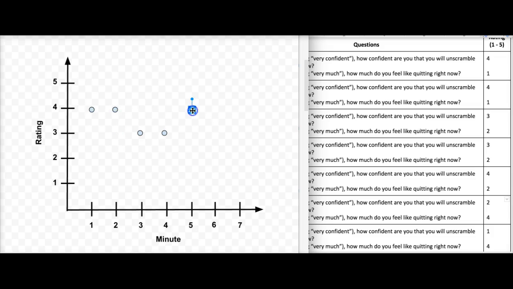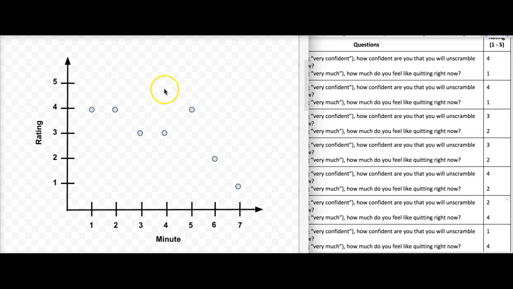Okay. You can just see this all here, right? 4, 4, 3. Oh, I messed up. 4, 4, 3, 3. I know I did it. 4, and then a 2, and then a 1. Okay? So we put those there. Here's my 2 at minute 6. And then a 1 at minute 7, right? So only the confidence dips.